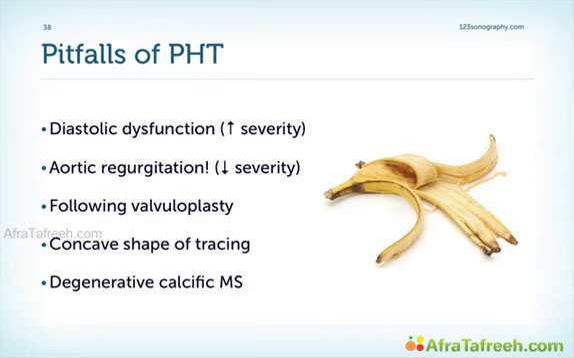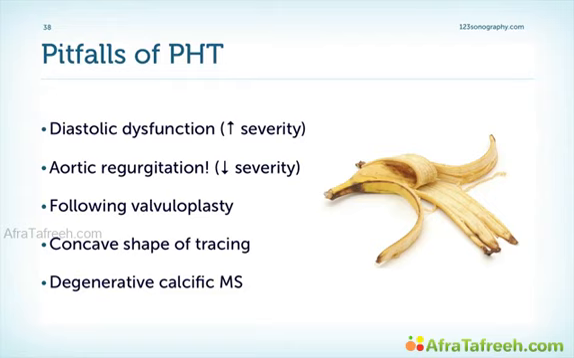Another problem is aortic regurgitation. In that situation, you have additional backflow into the left ventricle during diastole. So you have a quicker equilibration of the pressure between the left atrium and the left ventricle as well. The curve of the mitral valve inflow signal is steeper. Therefore, you will underestimate the severity of mitral stenosis.